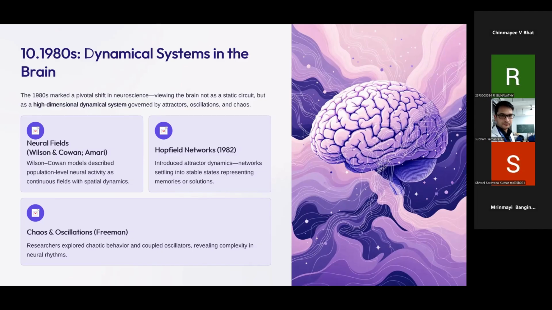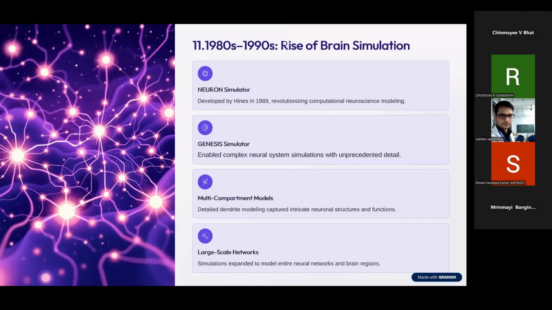Then the Hopfield network: the 1982 and 1984 papers were very influential. Also, incidentally, Hopfield got a Nobel Prize last year. Then the application of chaos and oscillations in neuroscience; Walter Freeman from Berkeley is a big name in this area. The 80s and 90s were declared the decade of the brain by the US government, so a lot of funding went into brain research.